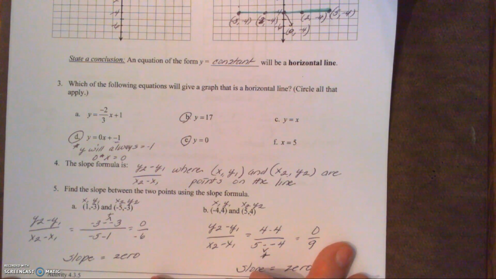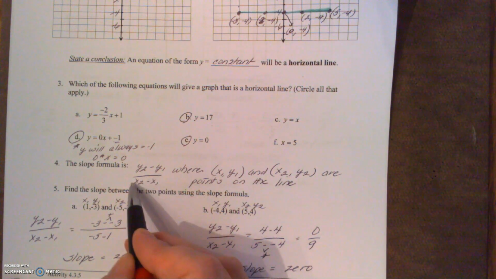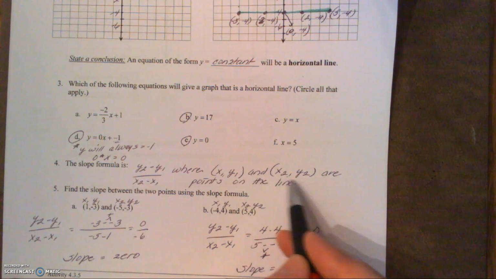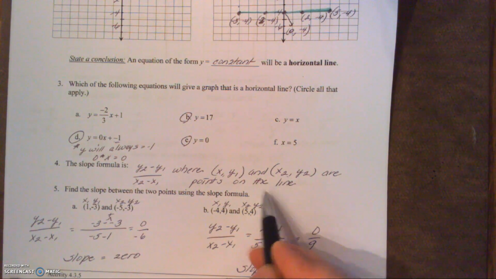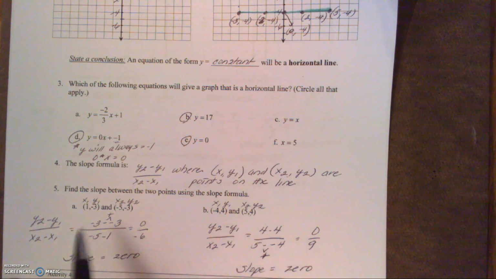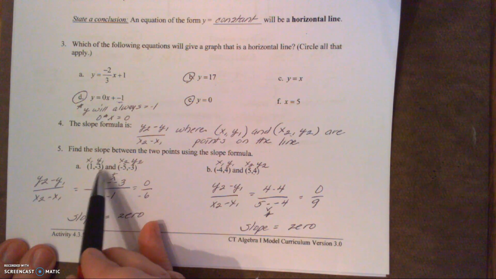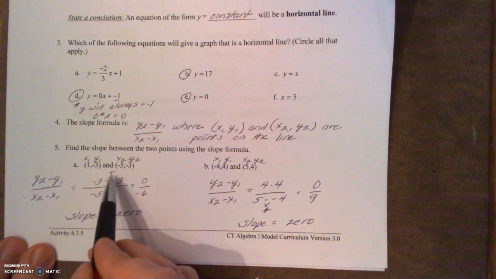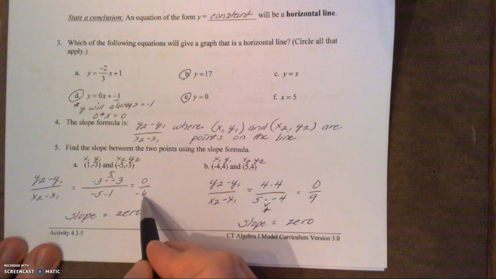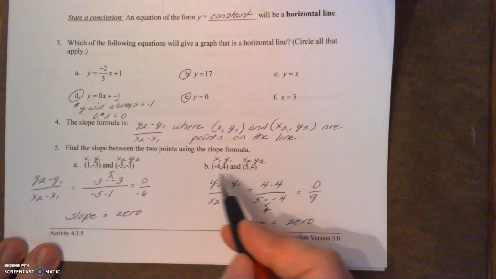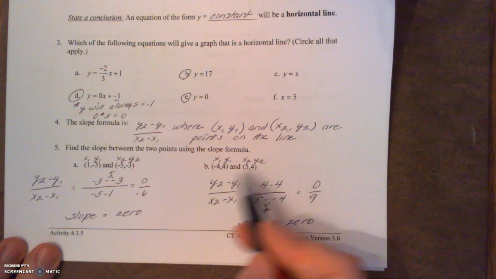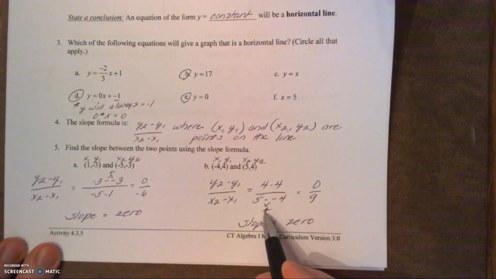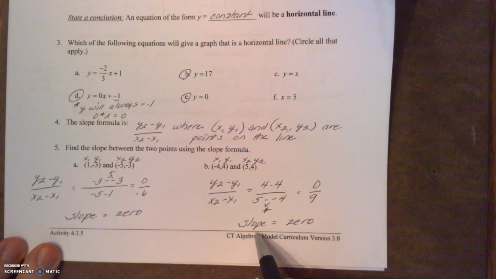Okay? The slope formula is y2 minus y1 divided by x2 minus x1, where x1, y1, and x2, y2 are points on the line. Find the slope between the 2 points using the formula. So again, we plug in the formula. Again, remember, if you're subtracting a negative, it becomes a positive. And this became 0 over -6, so the slope is 0. Here, you plug in everything in the formula, and remember, when you subtract a negative, it becomes a positive. So this came out to 0 over something, slope equals 0.